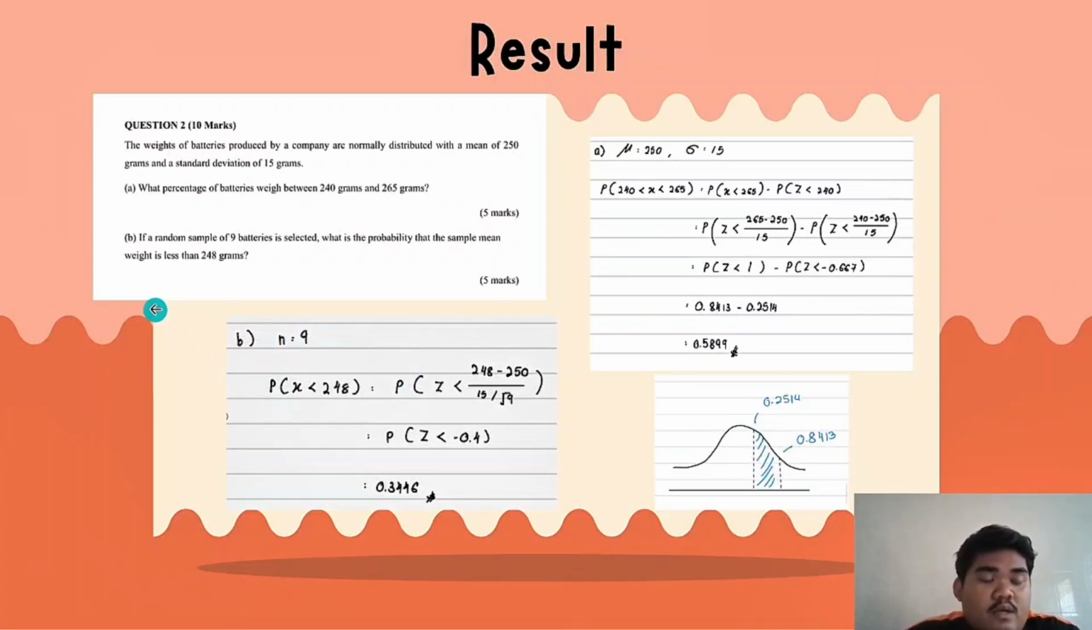The second one is, if a random sample of 9 batteries is selected, what is the probability that the sample mean weight is less than 248 gram? So we get n equal to 9, the selected batteries, and the distribution is x less than 248. We do the z distribution. For z less than 248 minus 250, the mean claim, over 15, the standard deviation, over square root of 9, where 9 is the given value. So we get negative 0.4, and then we look at the z table and we get 0.3446.